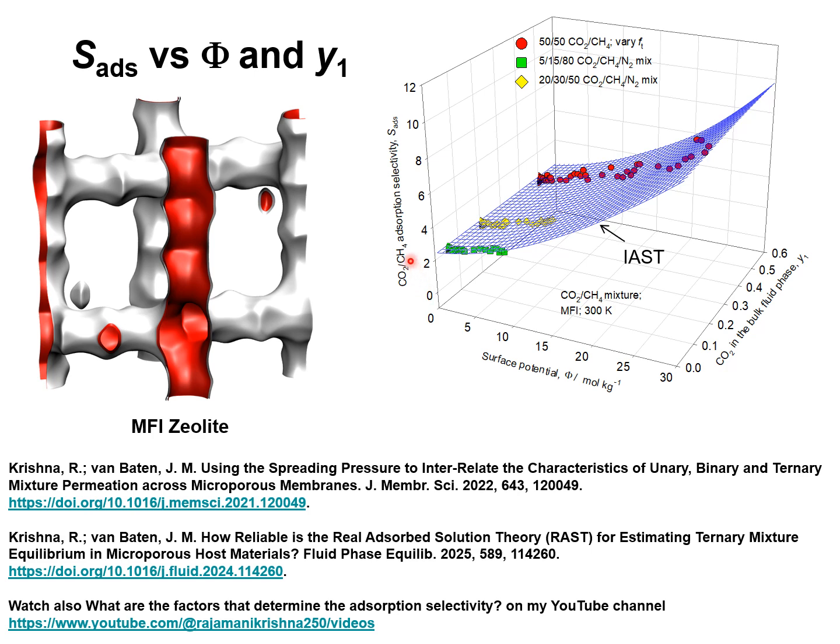The CO2/methane adsorption selectivity for the binary pair is not dependent on the presence or absence of the third species nitrogen, and the entire CBMC data set resides on a 3D surface mesh that shows that the CO2/methane adsorption selectivity is uniquely dependent on the surface potential and independent of the mole fraction in the bulk fluid phase mixture.